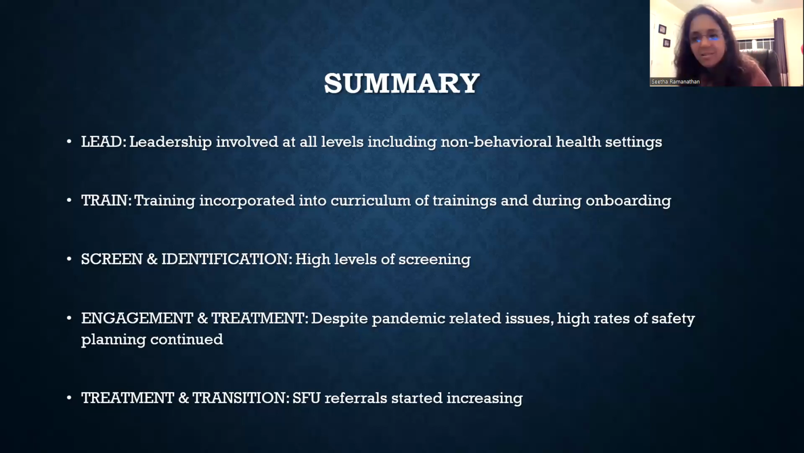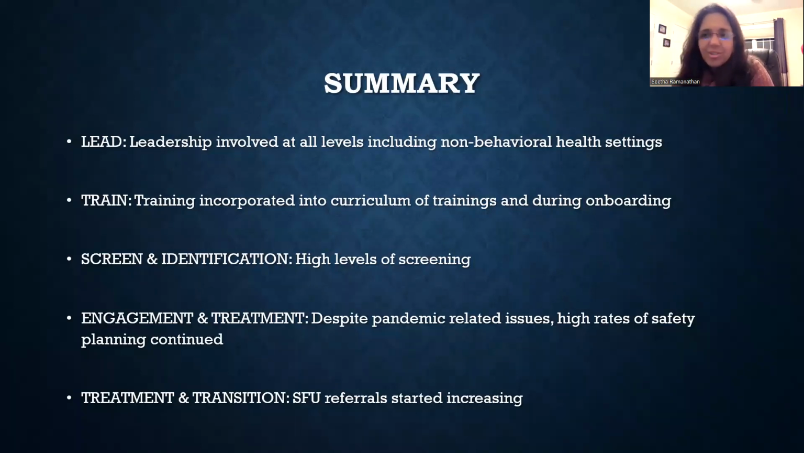So all our residents, all our trainees get trained in zero suicide. We have also included the suicide safer care in our onboarding. So when we onboard new staff, we were able to include that. Again, we had to cut down. It was a much pared down curriculum, but we are able to train most of them.